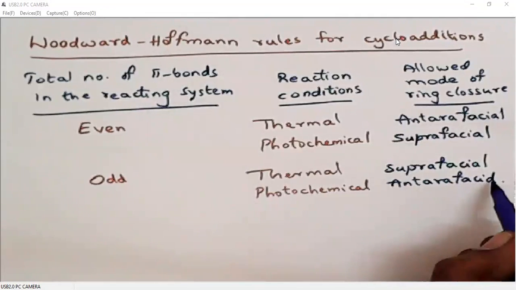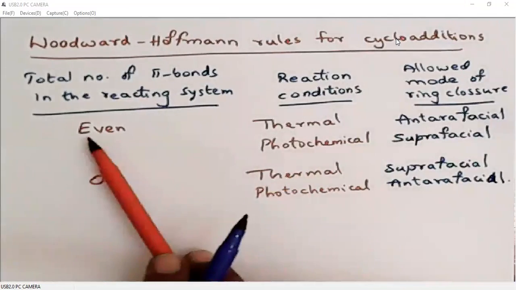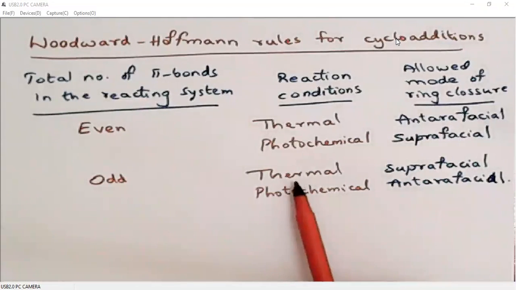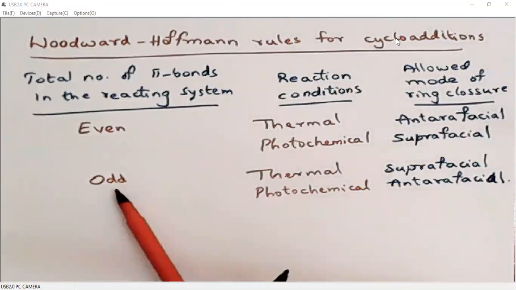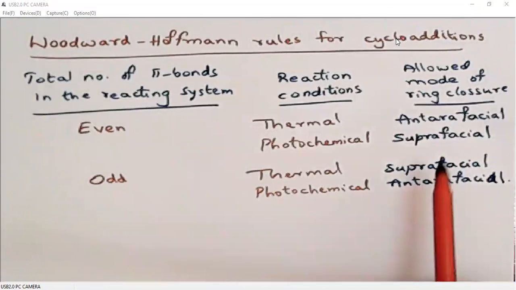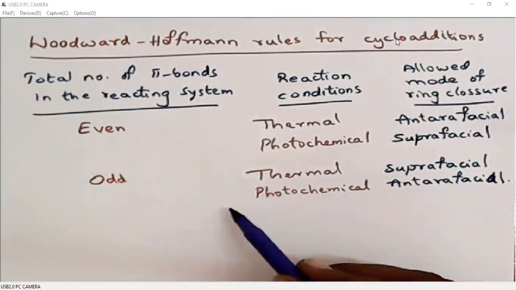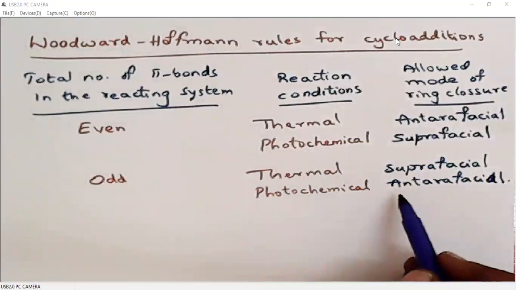So you see here, if it is an even number of double bonds, then under thermal conditions it is antarafacial. If it is an odd number of double bonds, under thermal conditions it is suprafacial. So odd number means Diels-Alder reaction, which under thermal conditions is suprafacial. Of course we have read all these things, but we didn't know them in terms of a rule. The same system, 4 pi plus 2 pi, under photochemical conditions, when we pass light, undergoes antarafacial bond formation.